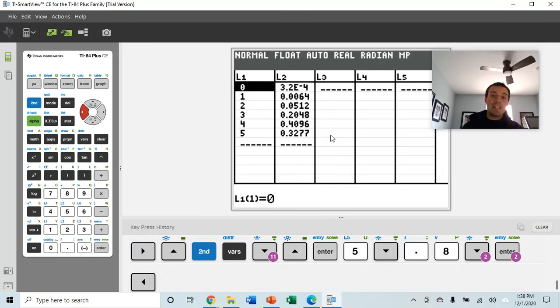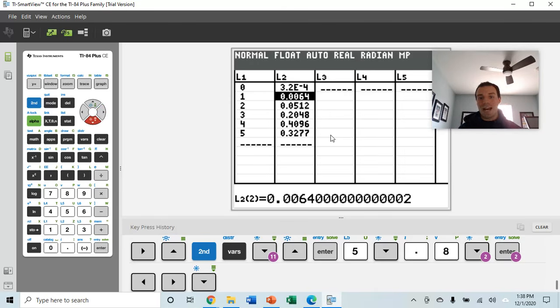So for example, this is the probability that he would make 0 out of the 5 shots. 3.2 e to the negative fourth. Keep in mind that's scientific notation, so that's really 0.00032. The probability that he would make 1 out of the 5 shots is 0.0064. 2 out of the 5, 0.05. 3 out of the 5, 0.2048. 4 out of the 5, 0.4096, and all 5, 0.33.